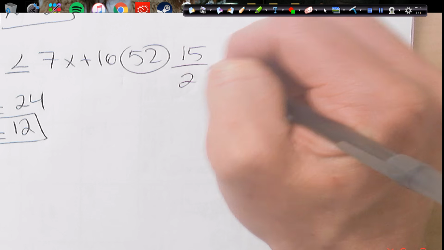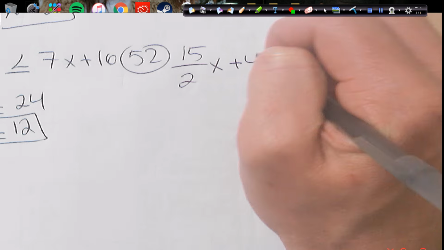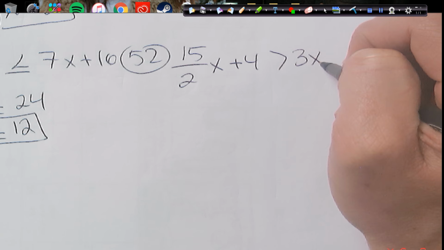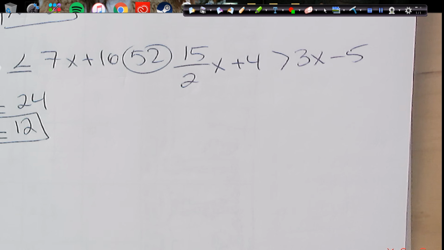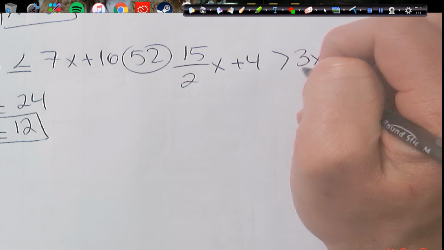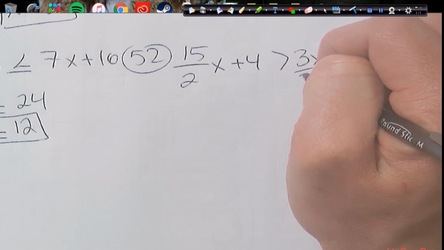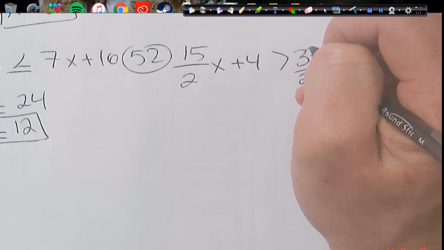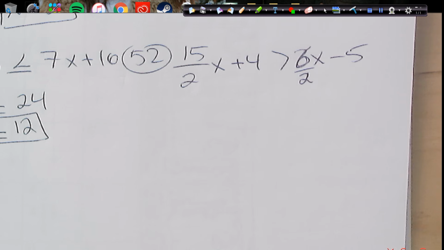15 over 2x plus 4 greater than 3x minus 5. Okay, so 15 divided by 2 is not a perfect number, so I want to change this. I'm going to multiply this top and bottom by 2, so that becomes 2, and that's going to become 6. So now we can combine those terms.